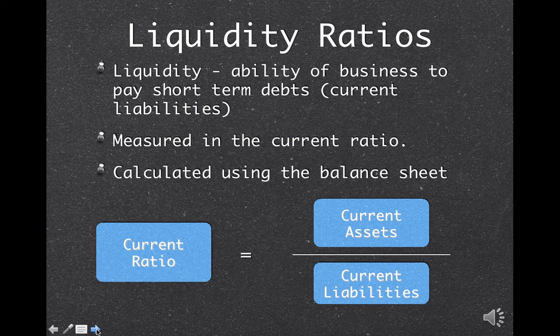So you need to understand the concept of the balance sheet, and you need to understand the different elements of the balance sheet. The current ratio equals current assets divided by current liabilities. So current assets over current liabilities. You need to make sure you write this down, and we will practice this in class.